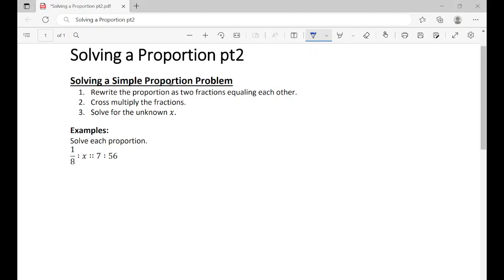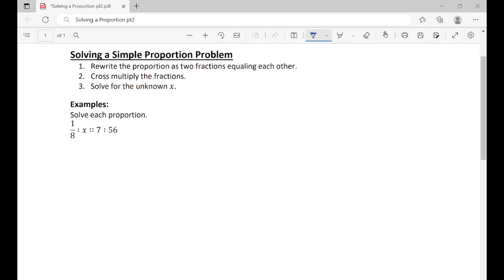When solving a simple proportion problem, you need to do the following steps. First, rewrite the proportion as two fractions equaling each other. Next, cross-multiply the fractions. And then finally, solve for the unknown x, or whatever variable is being used.